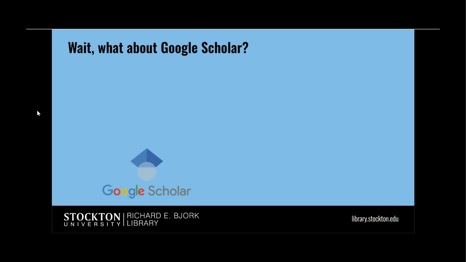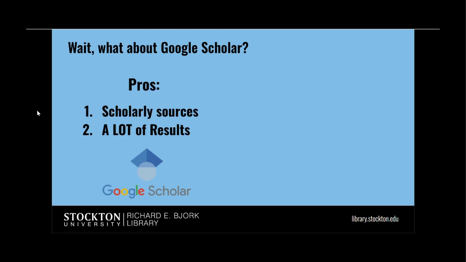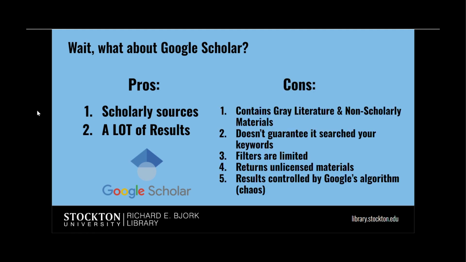And now wait, what about Google Scholar? What is Google Scholar? As I said, it's not a database, and it's kind of a search engine, but it's kind of a sweet spot right in the middle. It has pros, right? So just like our databases, you're going to get scholarly sources. And just like a search engine, you're going to get a lot of results. But here are some issues. It contains gray literature and non-scholarly materials, just like a search engine.